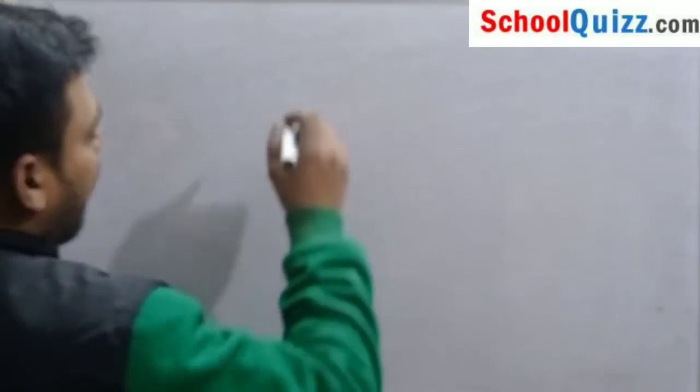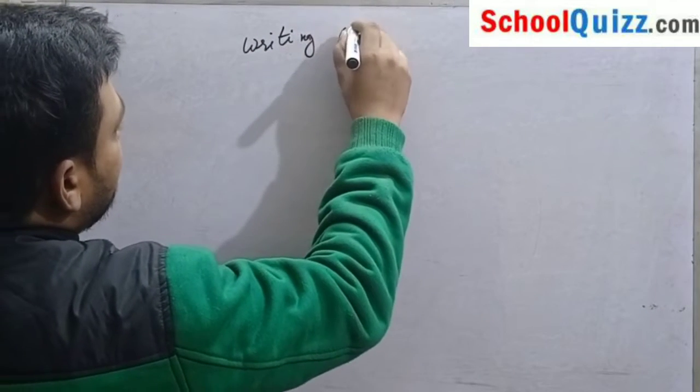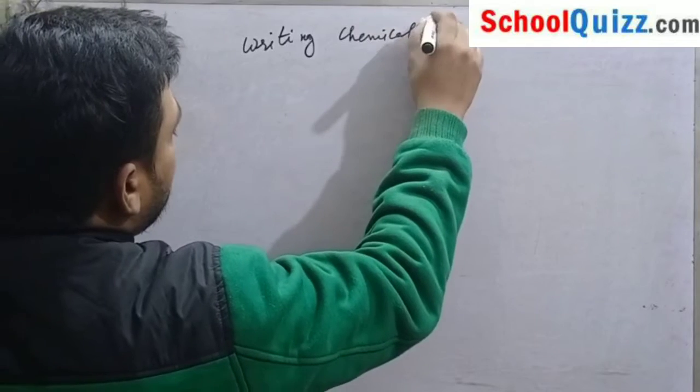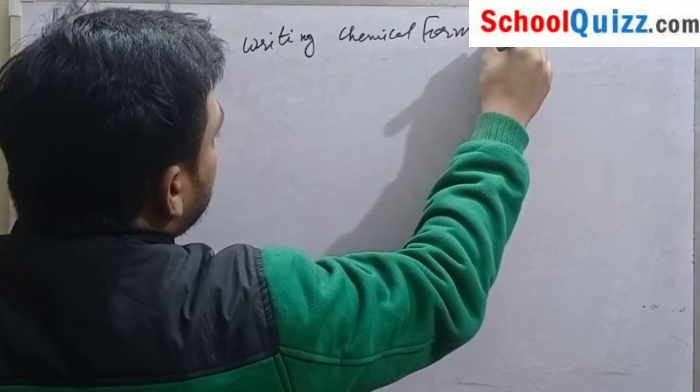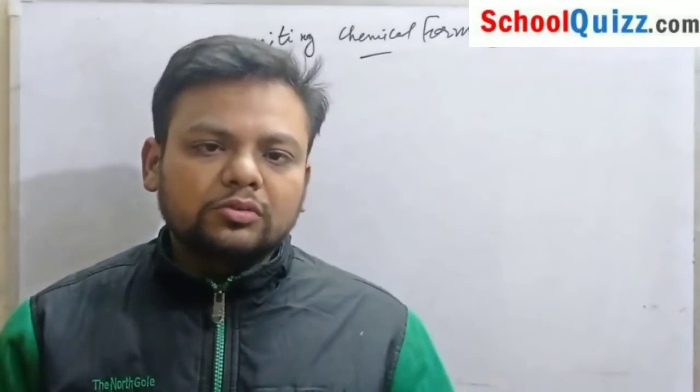As we are discussing chapter number 3, atoms and molecules, now we will proceed to video number 3, in which we will discuss how to make chemical formulas, which is a very important topic. So we will discuss the topic of writing chemical formulae. First of all, we will take one example and then learn how to make it.